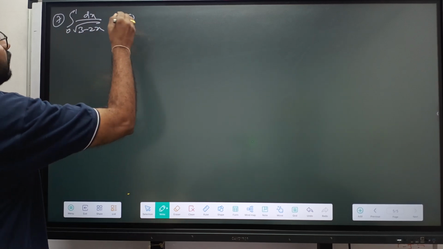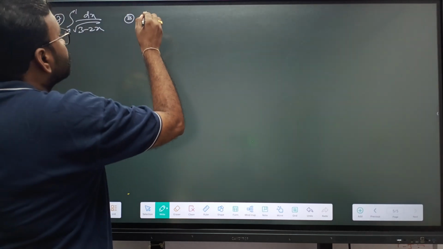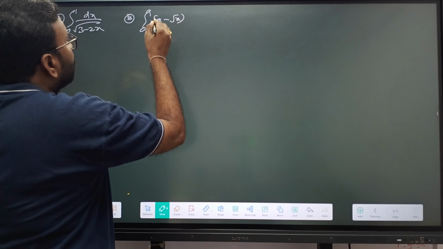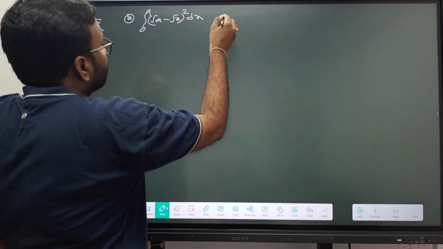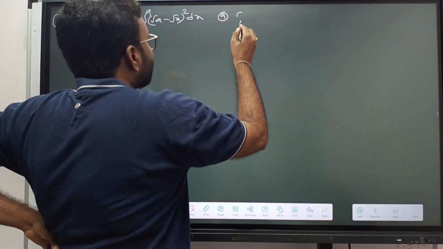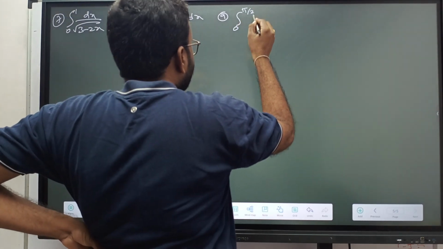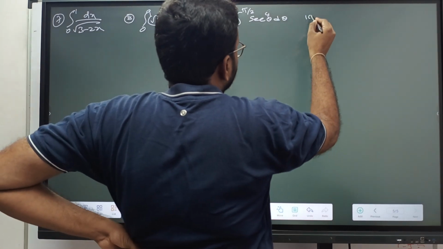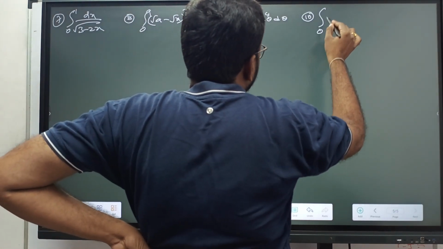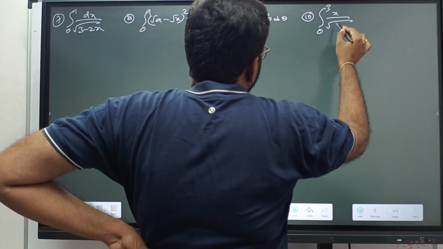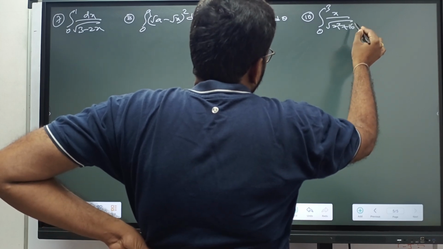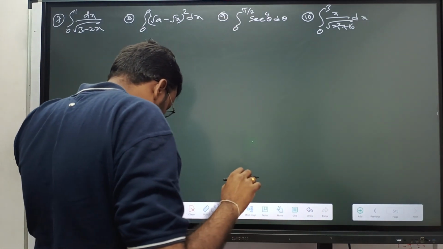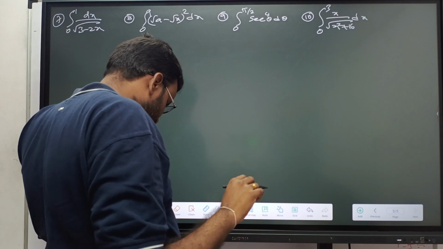What is the eighth question? Integral 0 to a of (root a minus root x) whole square dx. Next, ninth question: integral 0 to pi by 2 of secant power 4 theta d theta. Next, 10th question: integral 0 to 3 of x by root over x square plus 16 dx. These are our homework only.